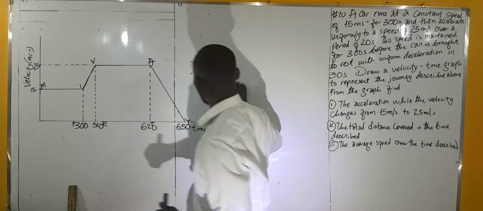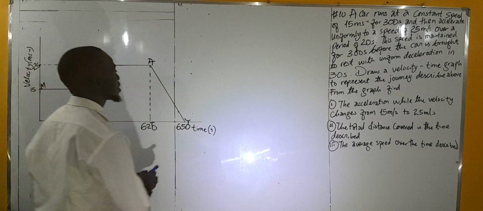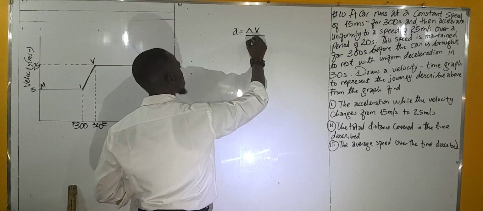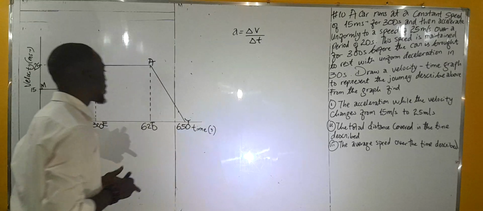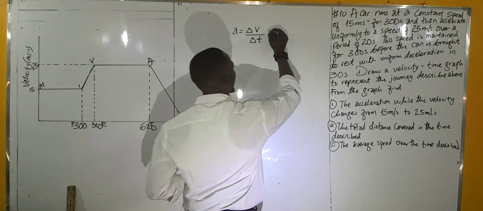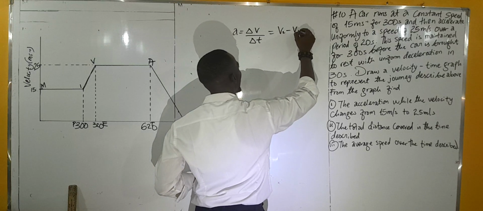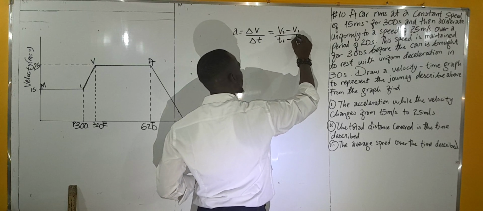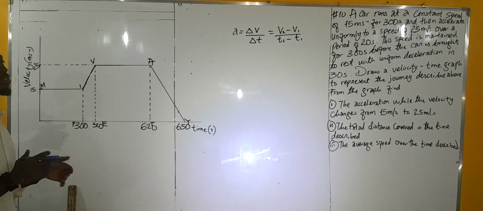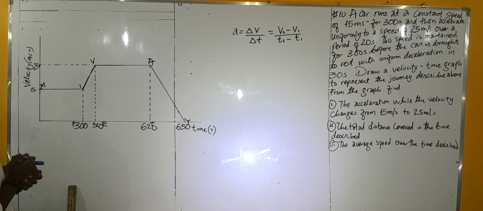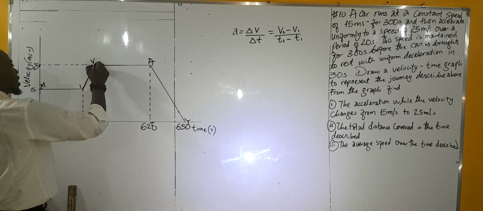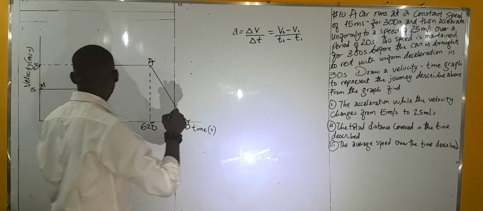The acceleration is change in velocity over change in time. So we'll be having V2 minus V1 over T2 minus T1. This is how to calculate the acceleration. It's the same way of calculating a slope. Okay? So V2 is this point here.